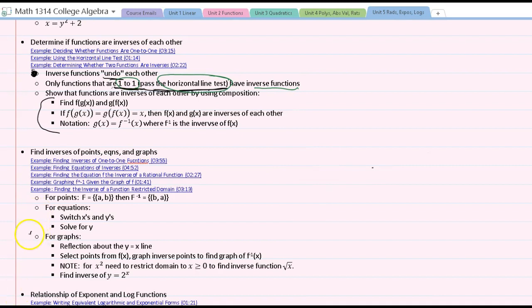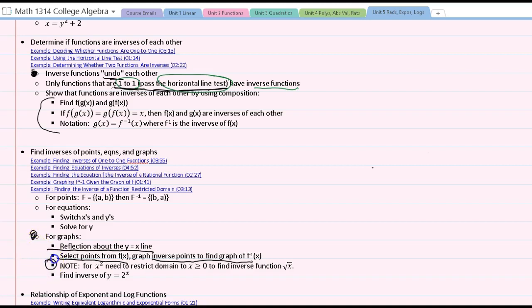And finally, if you're given a graph and you need to find the inverse graph, remember that the graphs are going to be reflected about the y equals x line. So we're going to show you a quick example about that too. But another easy way is to pick some of the points of your f of x and graph the inverse points of your f of x, which we discussed at the very beginning of this learning objective.